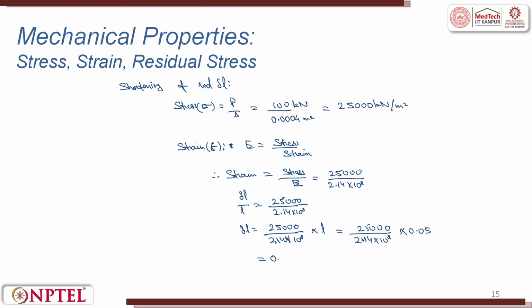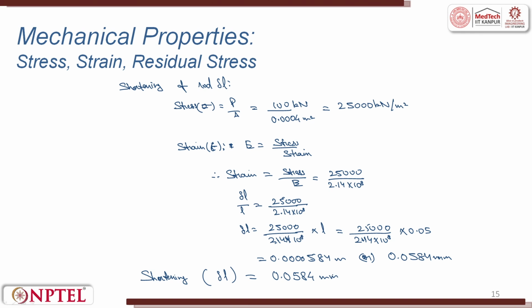This is equal to 0.0000584 meter. It is better to put it in millimeters, so multiplying by 10 raised to power 3, this is equal to 0.0584 millimeter. So the shortening of the rod, that is delta L, is equal to 0.0584 millimeters.